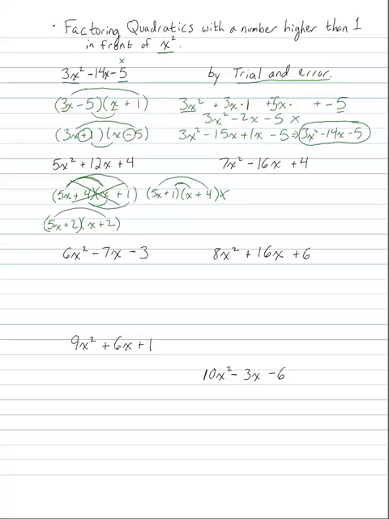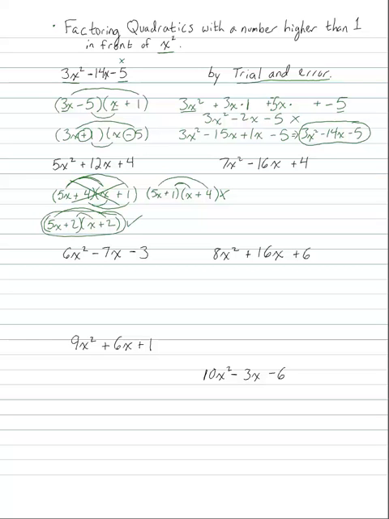5x times 2, and x times 2. 5x times 2 is 10, plus 2x. This would work. That would give me a positive 12. So that would be my factoring. Let's get the next one.